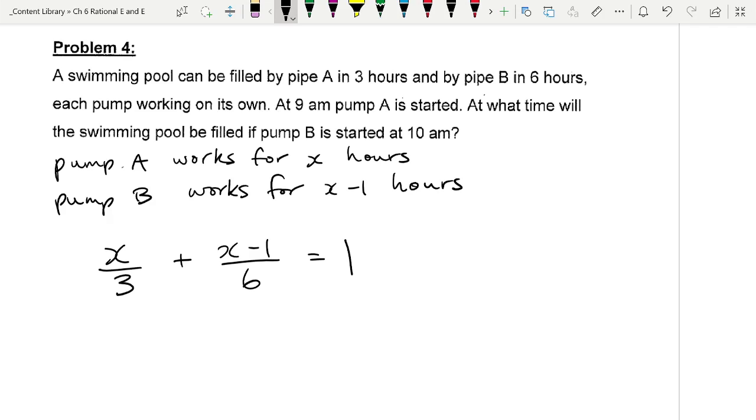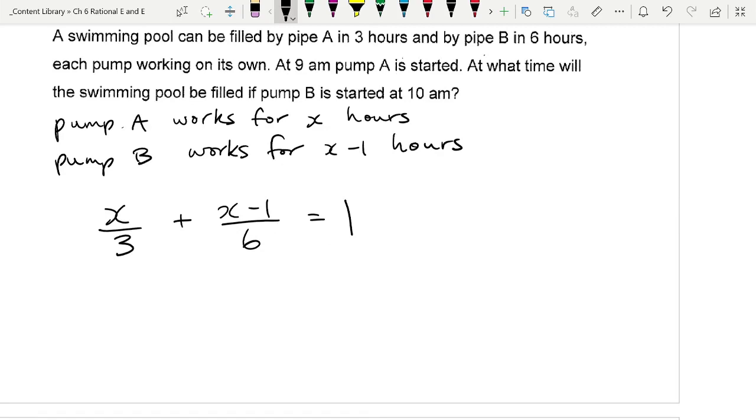My common denominator here is 6. So I'd have 2x when I multiply that by 6, and x minus 1 when I multiply that by 6. So that's going to be 3x equals 2. Or wait a minute. Hang on, I forgot to multiply this guy by 6. That's better. 3x equals 7. Thank you. And so x is equal to 7/3.